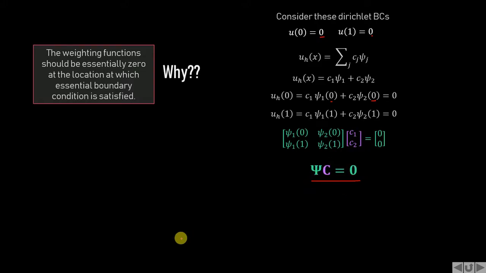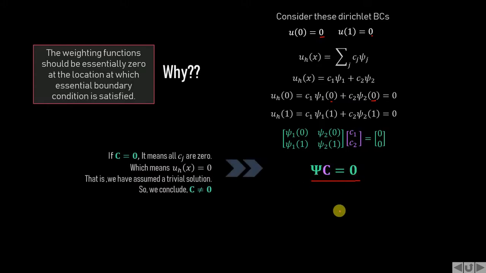What we want to prove is that psi 1 and psi 2 should be 0 at x equals 0 and x equals 1. This means this complete matrix should be a 0 matrix. All elements here should be 0. In this case, C is equal to 0.